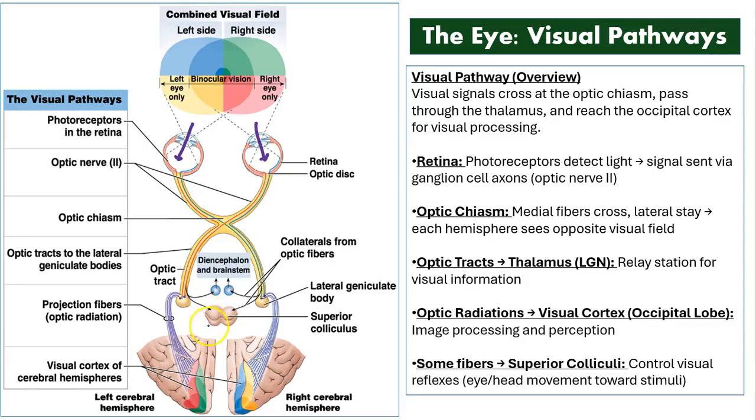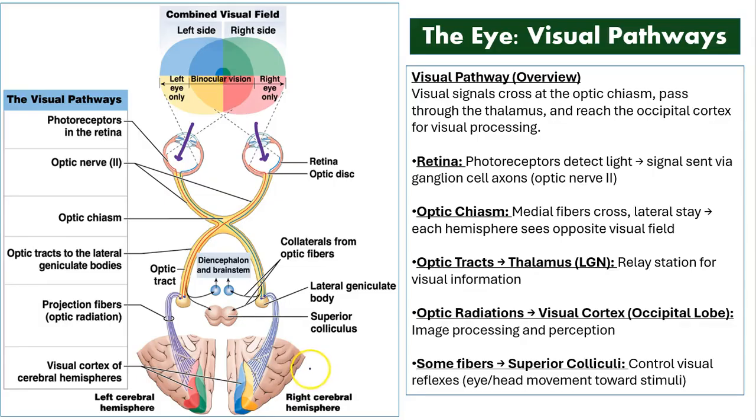We also have the superior colliculus here, and this superior colliculus is a part of the actual midbrain, and some fibers can go in this area as well. That's if you want to control visual reflexes, like if your eye or your head is moving towards a certain stimulus, then you definitely can have that control there.